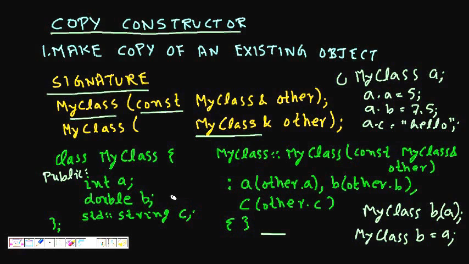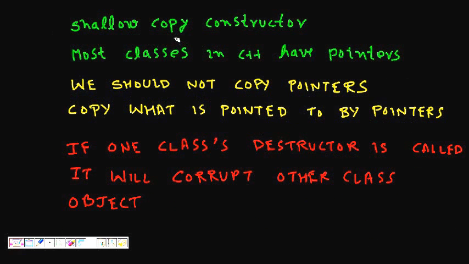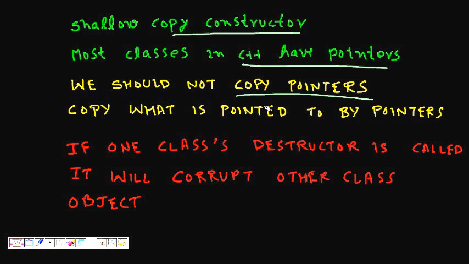But C++ classes have a lot of raw pointers. So this was a shallow copy constructor, where we just assign all the variables as equal, even the pointers. Most classes in C++ have raw pointers pointing to some objects in a memory location. We should not copy the pointers, that is, make one pointer equal to the other pointer so that two pointers point to the same object. This is not good.